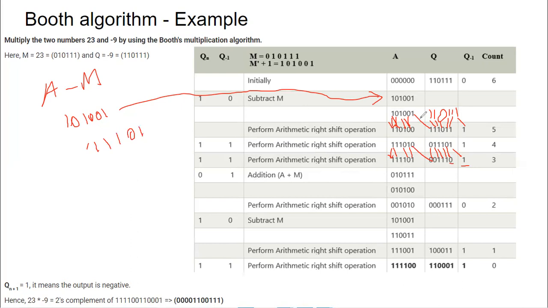So what is our M? This 1, 0, 1, 0, 0. Actually, this is not right, because this is the 2's complement. I have to add plain 23. Here we have to do that because this is 0, 1, so I just have to do A plus M. So what is the value of M? This is 0, 1, 0, 1, 1, 1.